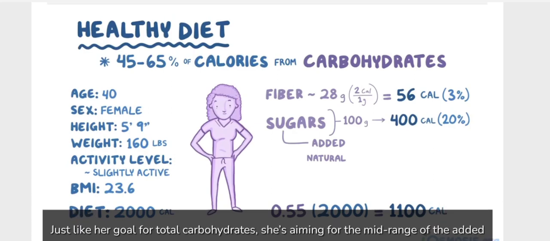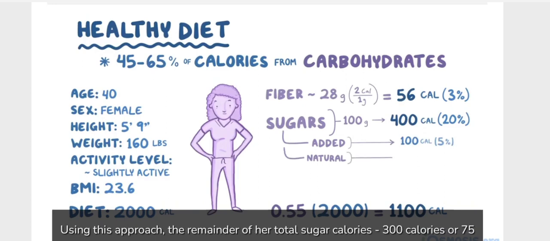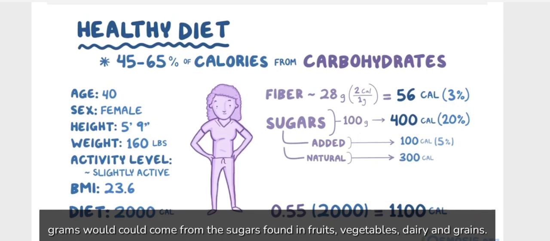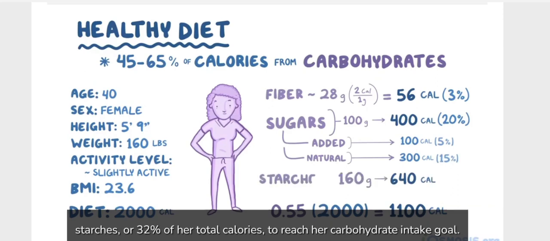Just like her goal for total carbohydrates, she's aiming for the mid-range of the added sugars recommendation, which would be 100 calories or 5% of her total calories. Using this approach, the remainder of her total sugar calories, 300 calories or 75 grams, would come from the sugars found in fruits, vegetables, dairy, and grains. This would be 15% of our total calories. And that leaves 640 calories or 160 grams from starches, or 32% of our total calories, to reach our carbohydrate intake goal.